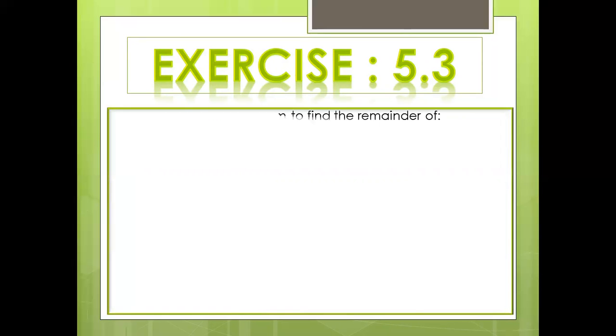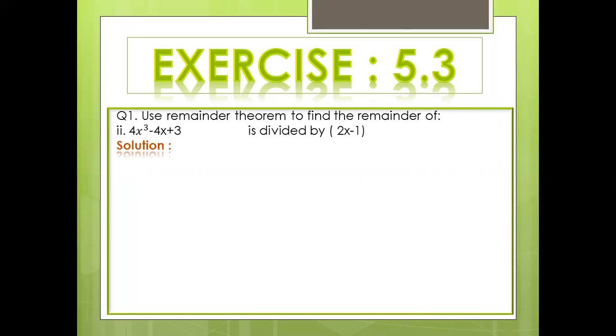Question 1: use the remainder theorem to find the remainder. Beside every question a factor is given, and when we put the value of x into that polynomial, we get the remainder. I did the second part for you: 4x cube minus 4x plus 3, divided by 2x minus 1. First, you find the value of the linear factor which is given to you. You will calculate the value of x from that one.